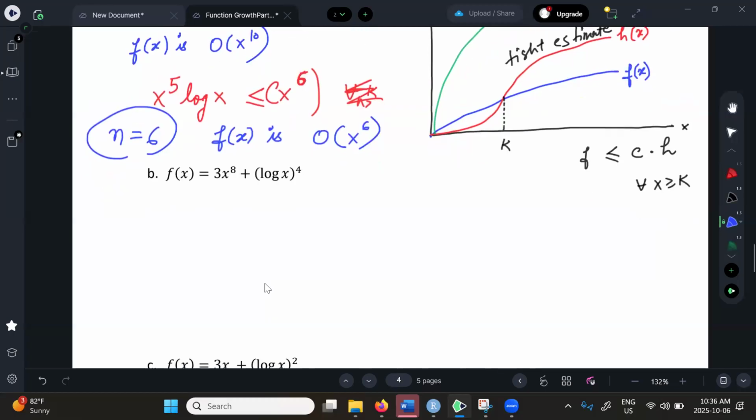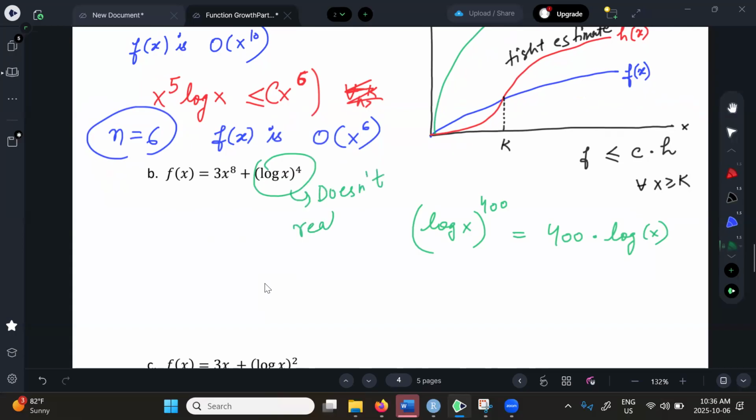Now, look at this one. Even though the log is raised to the power 4, sometimes log will be raised to the power 400. We don't care. What is the log property? This term doesn't really matter. It is not inside of x. It's functions of log x.